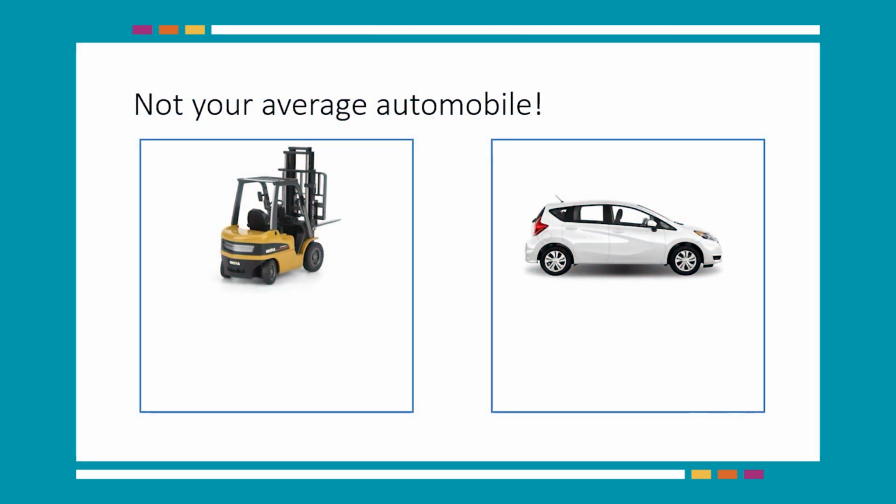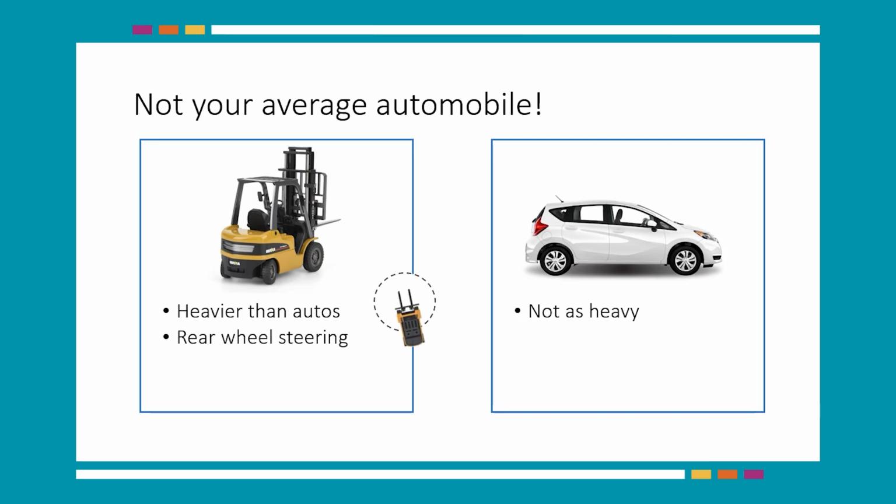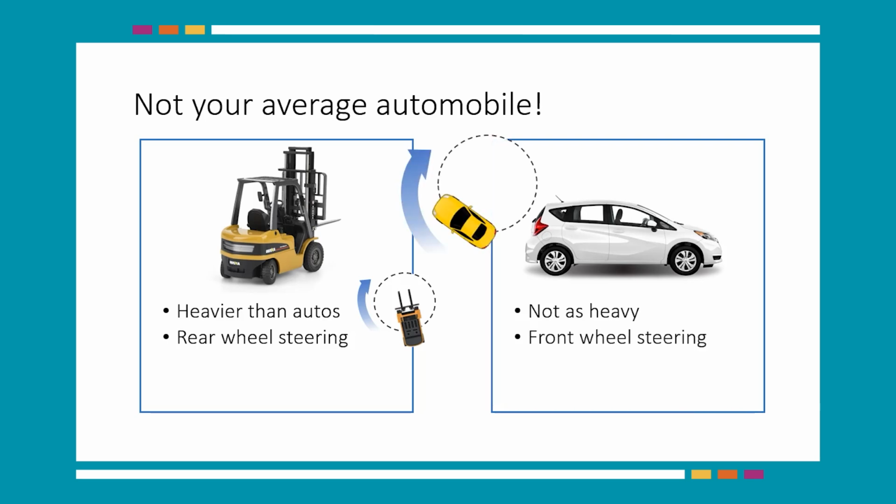Forklifts are not like standard automobiles. They are relatively heavier, which reduces acceleration time and increases the braking distance required for a forklift to come to a complete stop. Forklifts steer from the rear axle and pivot on the front wheels, which causes the rear end to swing wide. Automobiles steer from the front, making tight turns more difficult.